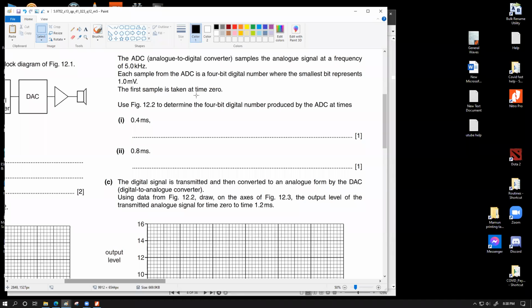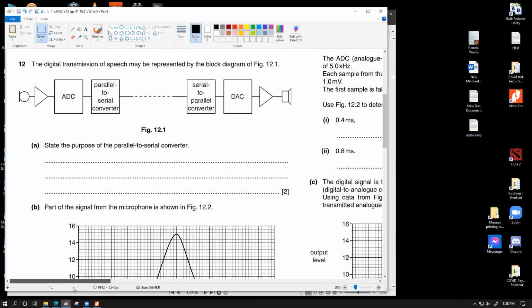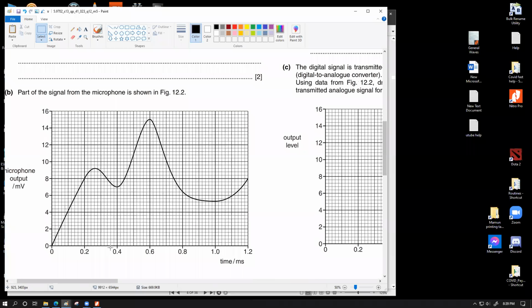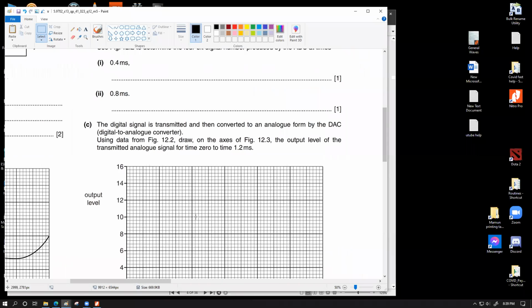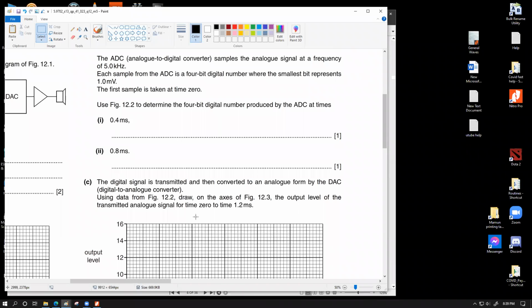The first sample is taken at time 0. Use figure 12.2 to determine the 4-bit digital number produced by the ADC at time 0.4 millisecond. So if you have a look at this graph, at 0.4 millisecond, this value is exactly, sorry, 7, between 6 and 8 is perfectly 7. So all that you have to do is to convert that decimal number 7 into a digital value and do that with your calculator. Help yourself. So I'm going to try to do mine and you try to do yours.